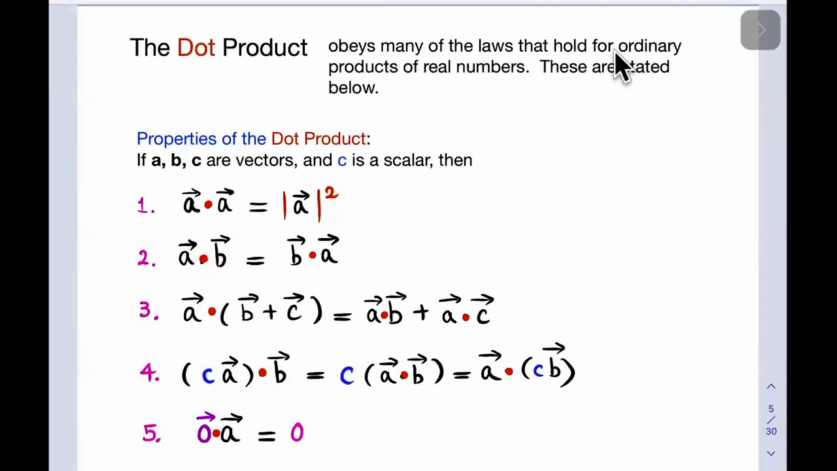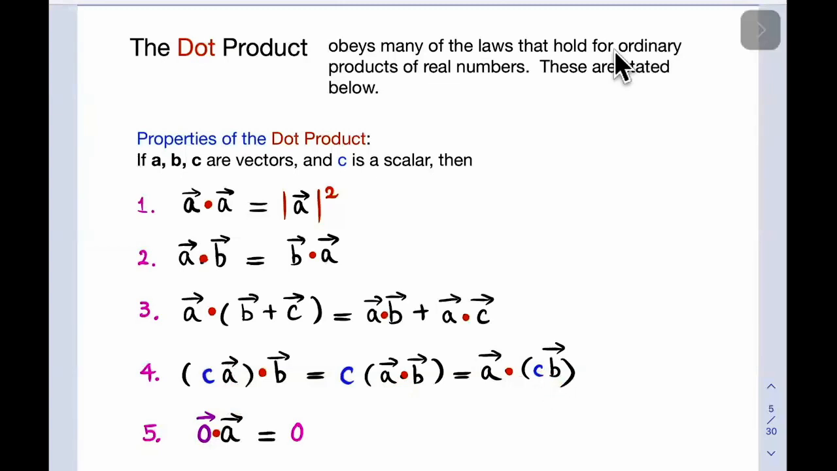And number 3, the dot product has the distributive property also. So A dot (B plus C) is A dot B plus A dot C. And the next one: if you have a scalar C times the vector A, dotted with B, it's the same as C times the dot product of A and B, or A dotted with the scalar C times the vector B.